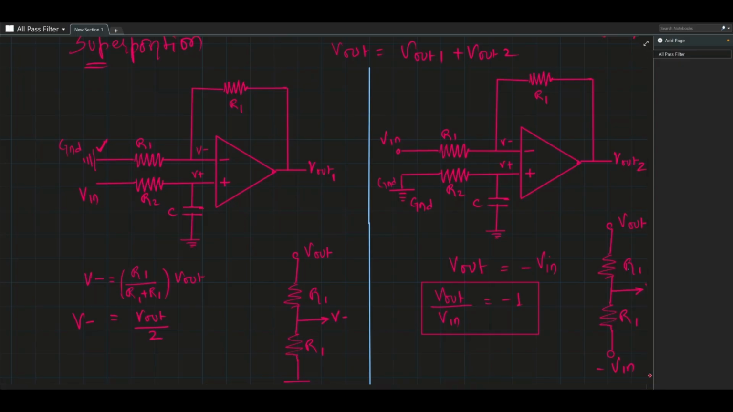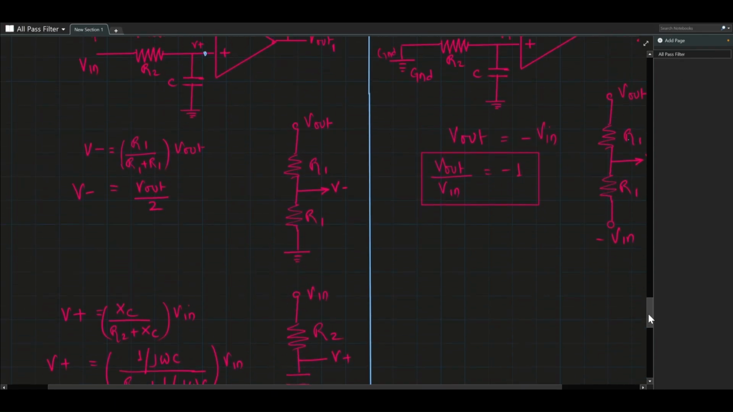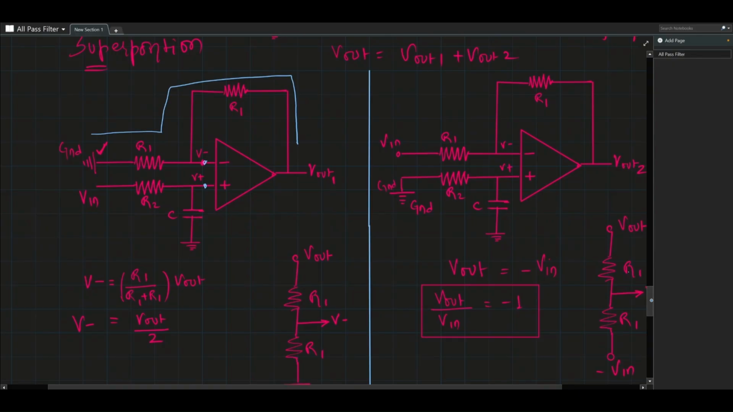that whatever voltage is happening at this terminal, the same thing will happen on the positive terminal. Once that is clear, then everything is all right. So now let's see this part of the circuit carefully, and it can be redrawn. It's just a voltage divider circuit.